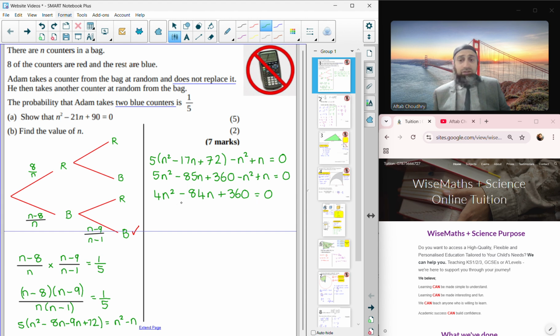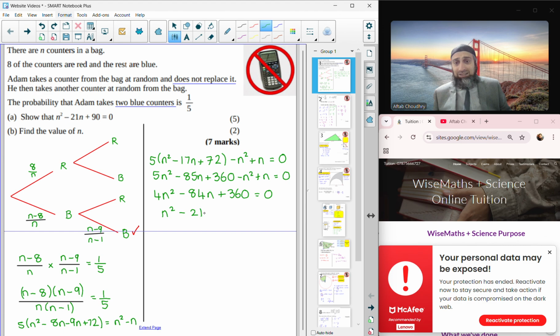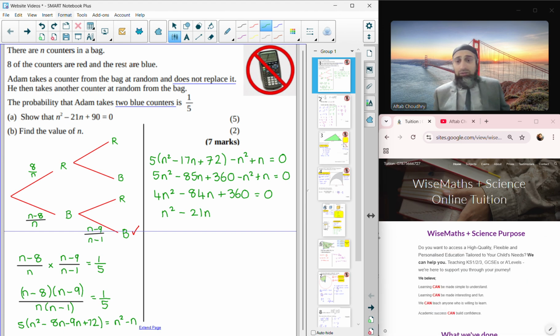What we need to do is divide each item by 4. So 4n squared divided by 4 leaves you with n squared. 84 divided by 4 gives you minus 21n. And then 360 divided by 4 gives you plus 90, which is equal to 0. And that is exactly what they're looking for in part A. So for part A, we were asked to show that n squared minus 21n plus 90 equals 0. And so we've completed that first part.